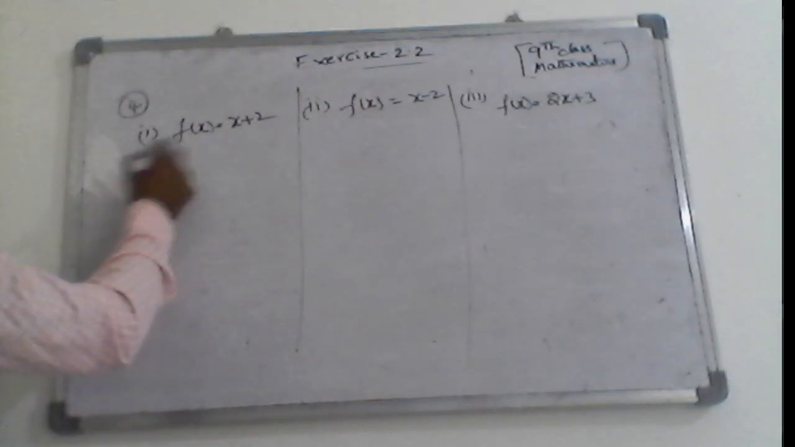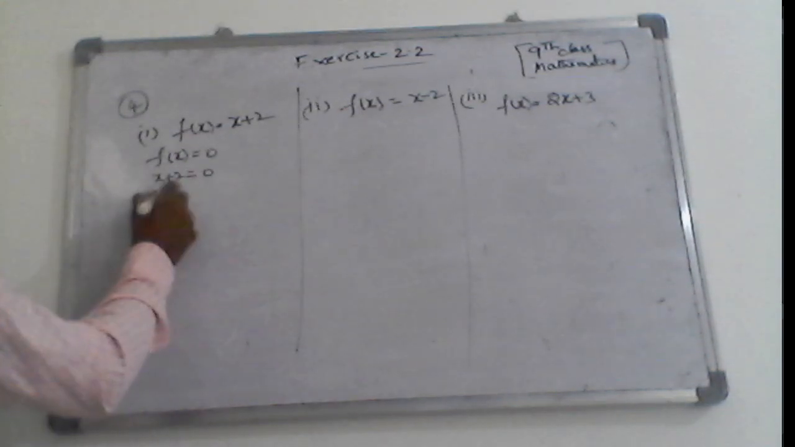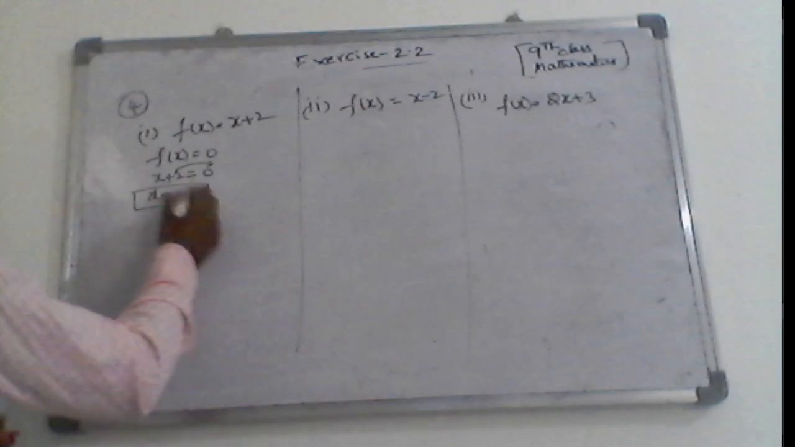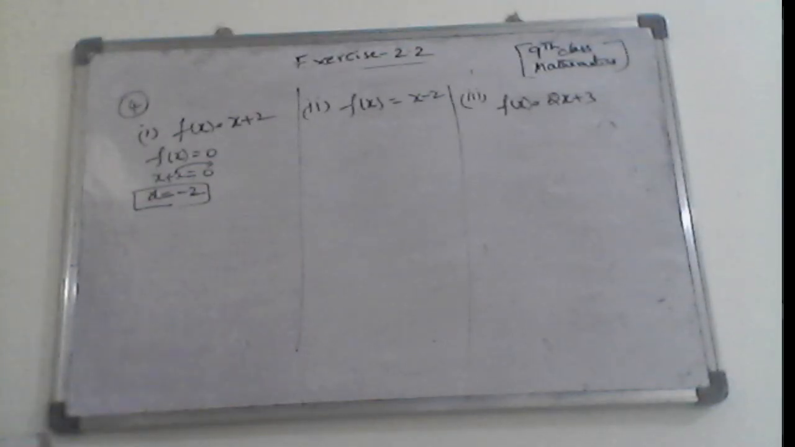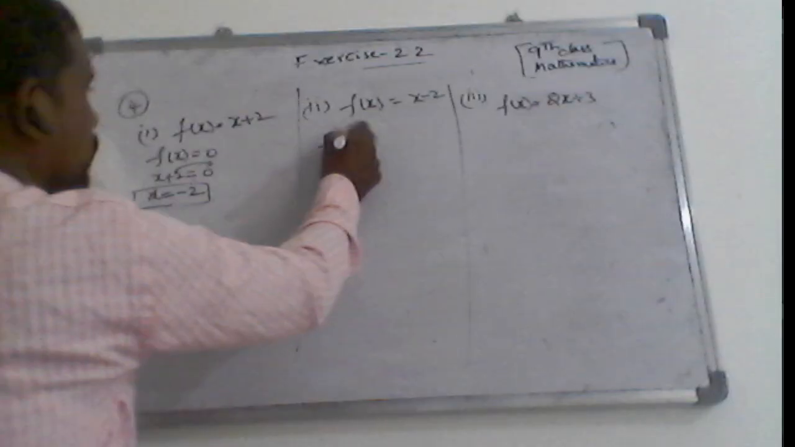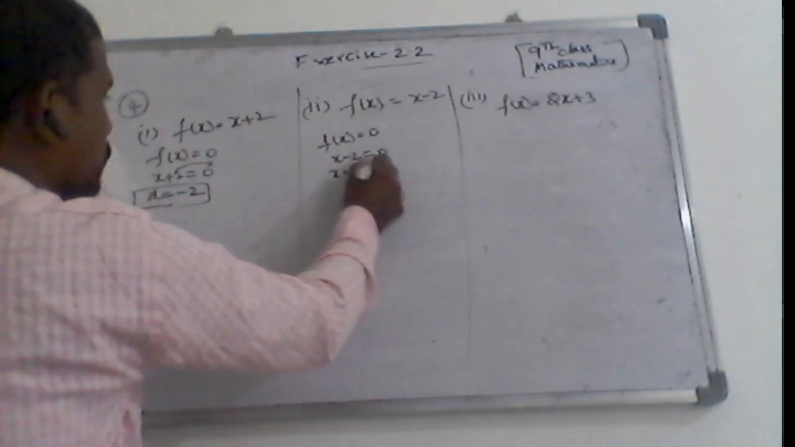So f of x equal to 0. So x plus 2 equal to 0. After transposing plus 2, you will get x equal to minus 2. This minus 2 is the zero of the given polynomial. Next, the second one, f of x equal to 0, so x minus 2 equal to 0, x equal to plus 2.